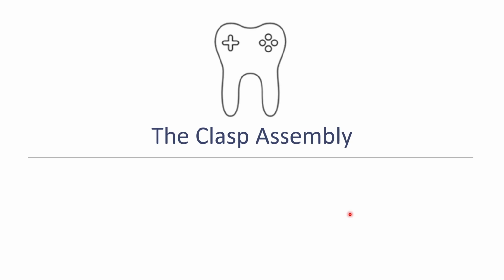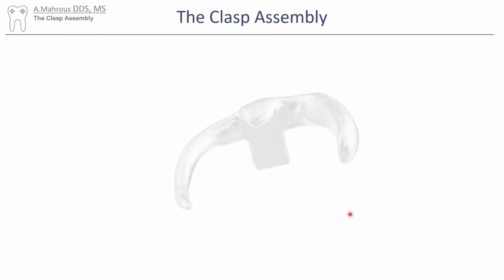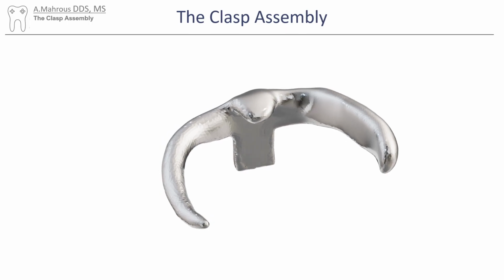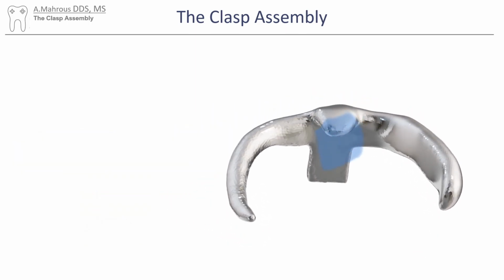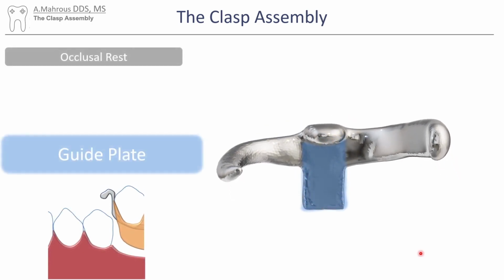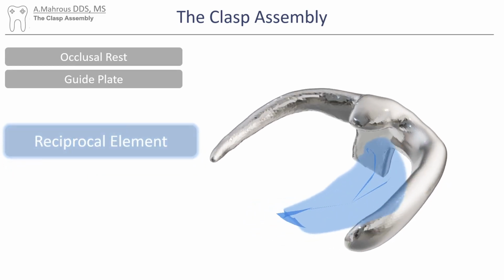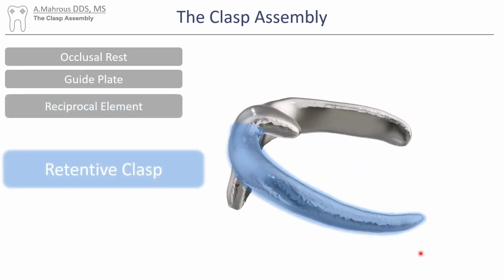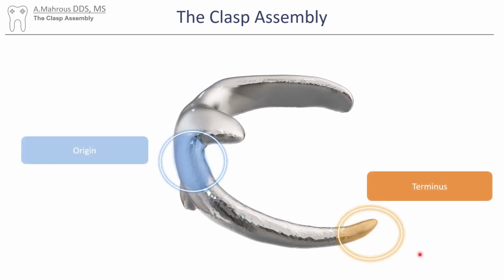Today, we'll be talking about clasp assemblies. This is a clasp assembly. Clasp assemblies are usually made up of an occlusal rest, a guide plate, a reciprocal element, and a retentive clasp. Today, we'll be focusing on retentive clasps.